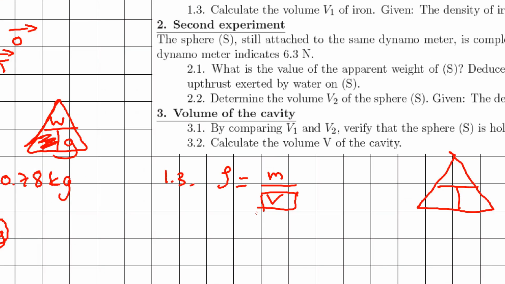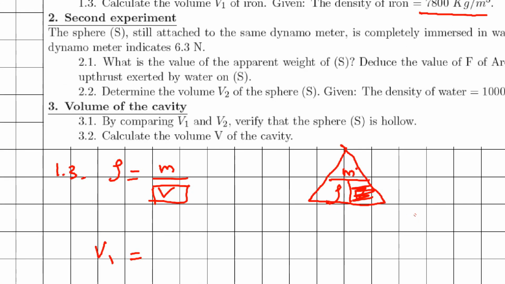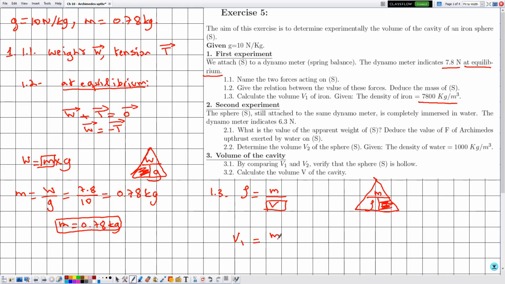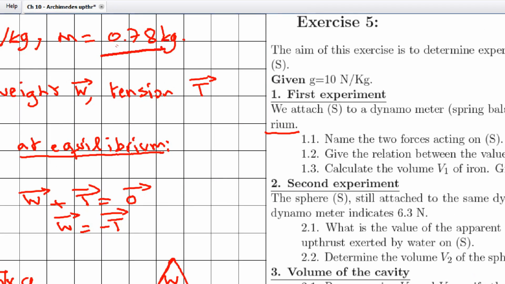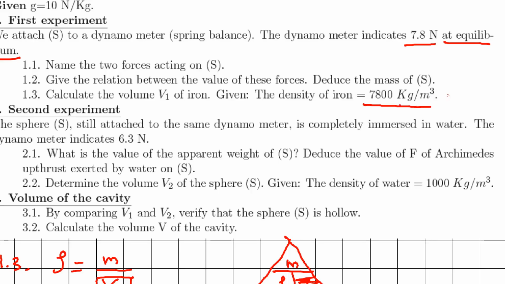here because we have divide, then rho will be at the bottom, M at the top, V here, and we are interested in determining the value of V, which is denoted by V1. So putting our hand over V, V is given by M divided by rho. Now the value of M is given by 0.78. And the value of rho is given by 7,800.